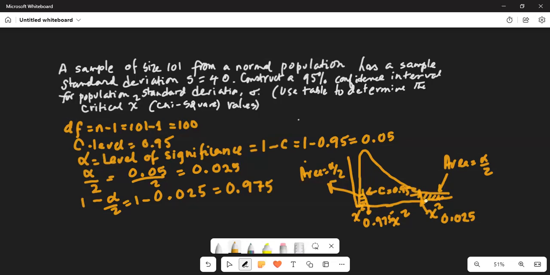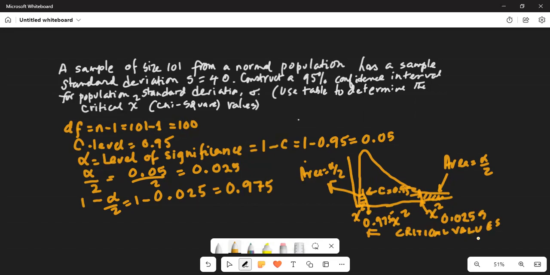Similarly, the area in the right tail is alpha by 2, so you want to find chi-square alpha by 2. These two are the critical values, this one and this one. How do I find the critical values?